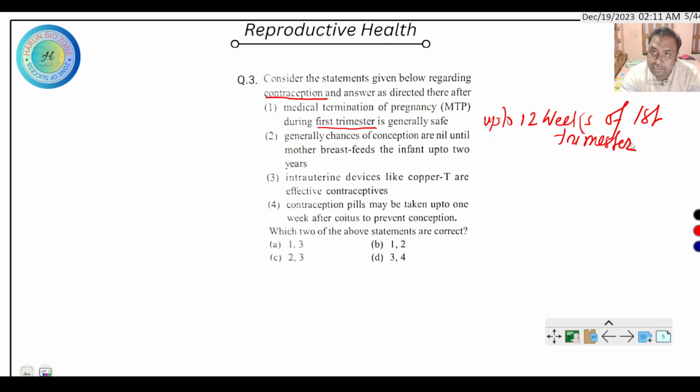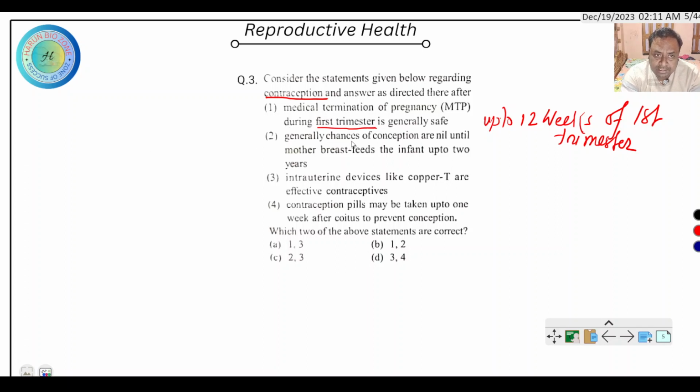Only in case of a genetic disease, or a disease that affects the normal life of the embryo, is MTP allowed. The MTP occurs within 12 weeks of the first trimester of pregnancy.